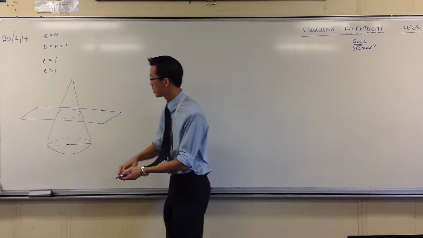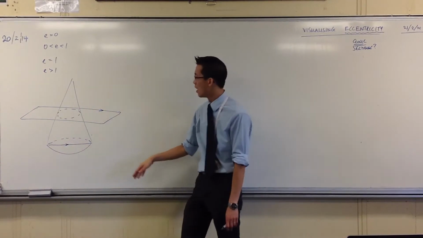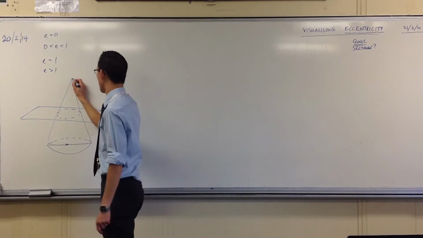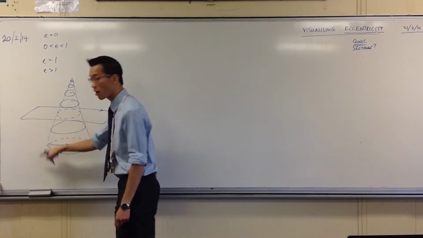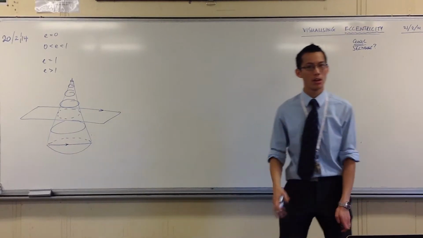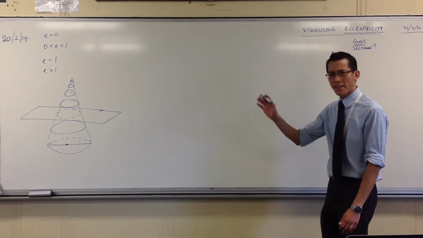Okay, because if I cut the cone parallel in that way, I'll get a whole bunch of circles. I'll get really small ones up here, and then they'll keep on going until you get to the bottom, which itself is also a circle. No problems. Okay. Now that's where we started.